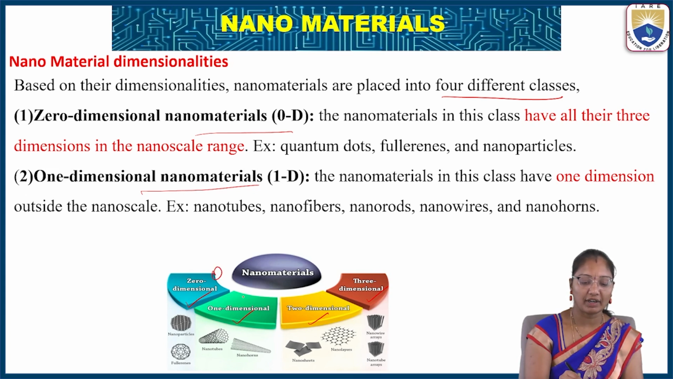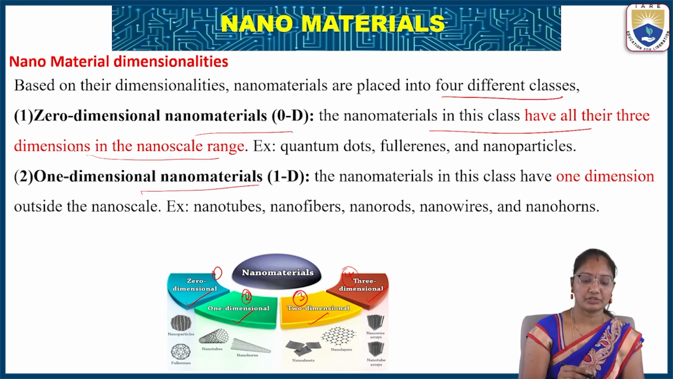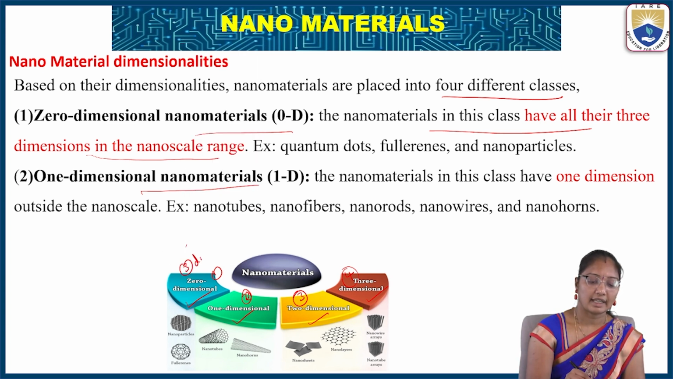So they are divided into 4 categories: 1, 2, 3, 4. Zero dimensional: the nanomaterials in this class have all their 3 dimensions in the nanoscale range. Here, zero dimensions means they have all three dimensions in the nanoscale.